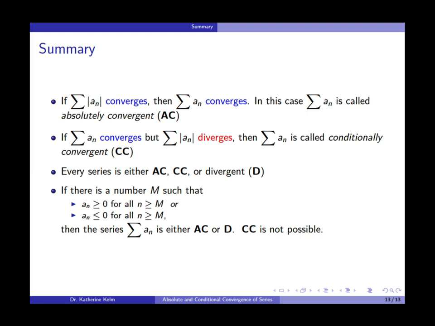If there's a number m such that the terms are all positive for n greater than or equal to m, or the terms are all negative for n greater than or equal to m, then the series an is either absolutely convergent or divergent. Conditional convergence in these cases is not possible.